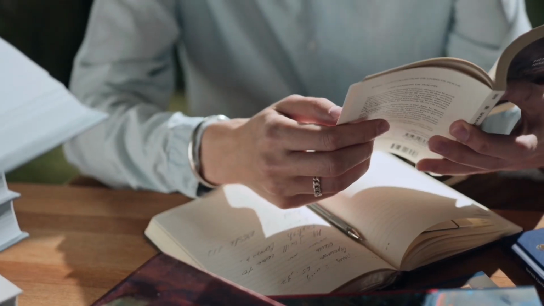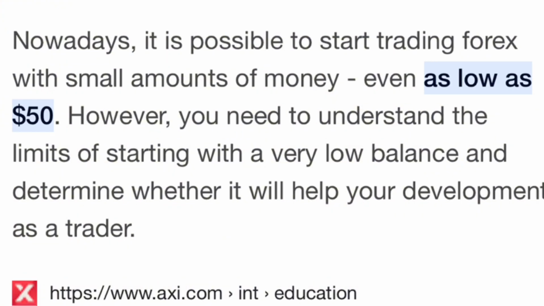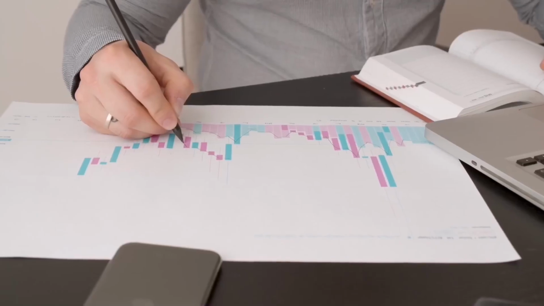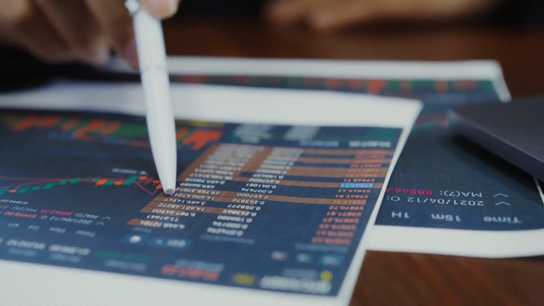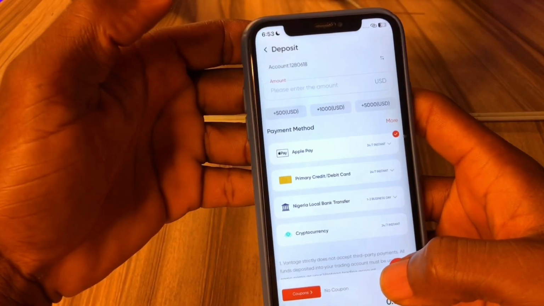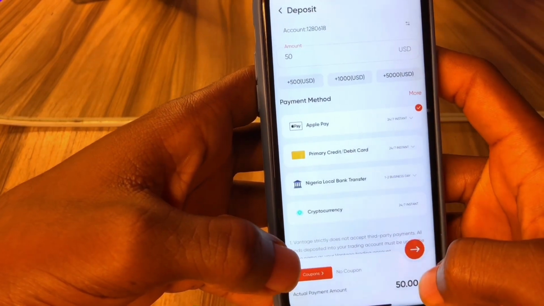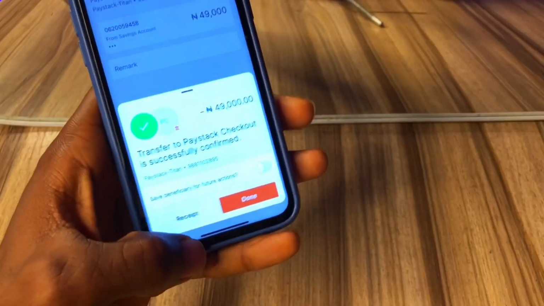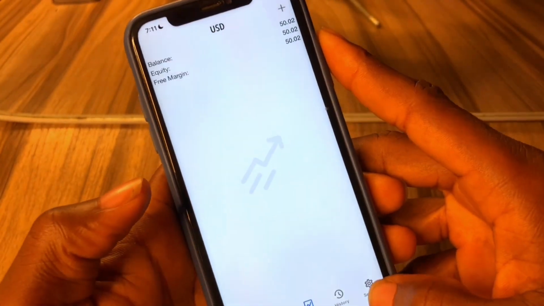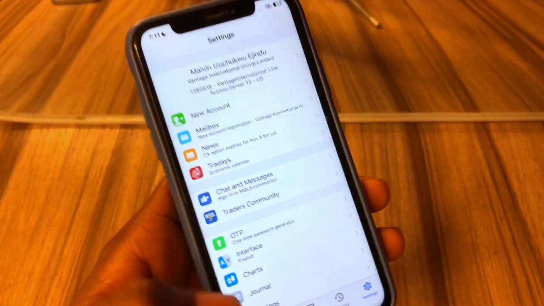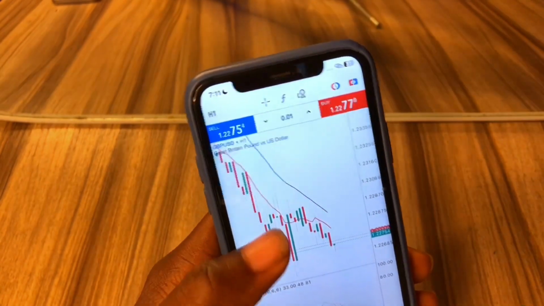Studies have shown that beginner traders are more likely to start out small. So I'm going to be trading, but I'm only going to be placing trades on the setups I recognize. So right here I'm depositing exactly 50. Right there, I've already gotten the $50 into my trading account. Let's go ahead and look for pairs that we can trade.